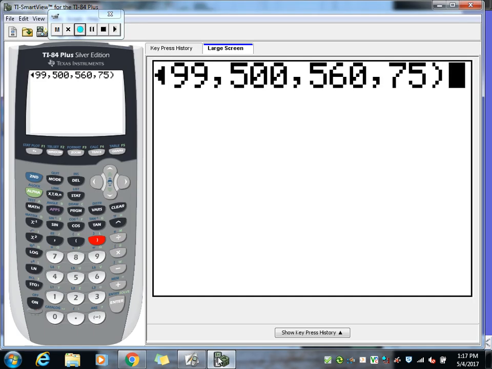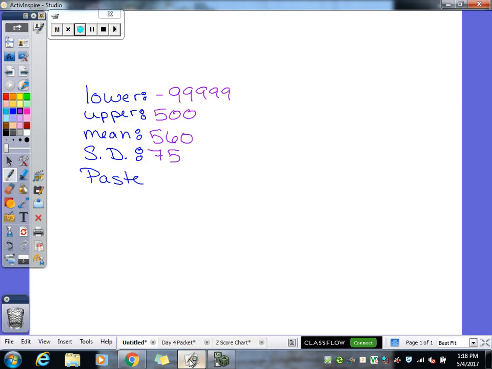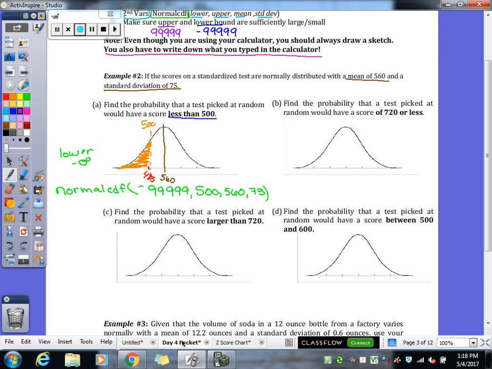And after you paste it, you then should have something that looks like I have on here. And then we hit enter. Our table always gave us values to 4 numbers after the decimal, so when you use the calculator, you're going to do the same thing, 4 numbers after the decimal. So 0.2119. That's our probability of getting a score less than 500.